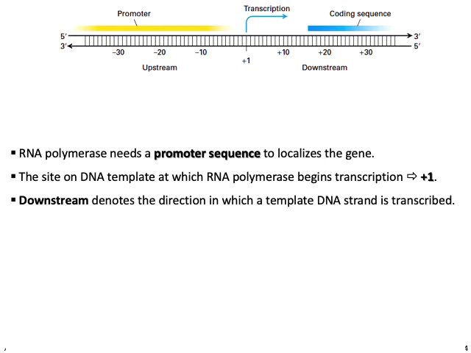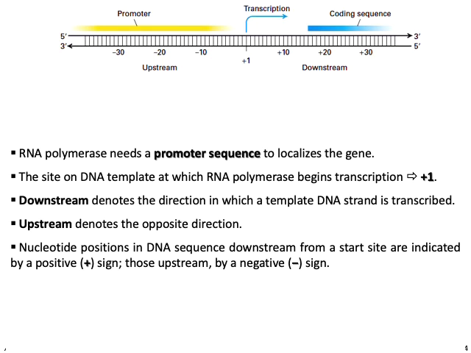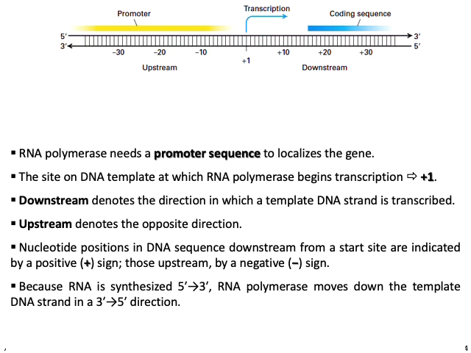So you can see downstream denotes the direction in which the template DNA strand is transcribed, and again the direction of the movement of the RNA polymerase over the DNA. So RNA polymerase moves downstream of the +1 position. Upstream denotes the opposite direction. Nucleotides in the DNA sequence downstream from the start site are indicated by the plus sign, while the upstream are indicated by the negative sign. Because RNA is synthesized in the 5' to 3' direction, RNA polymerase moves down the DNA strand in the other direction.